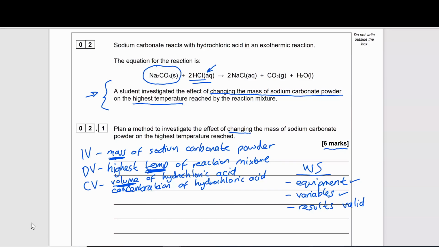And then how can we make sure our results are valid? Well, the easiest way is by repeating the investigation. You will have to repeat the investigation because we're going to be changing the mass, so we need different masses. But we want to make sure that each time that we change the mass, that value that we get of that highest temperature is somewhat reliable. So we would have to mention repeating the investigation at the same mass of sodium carbonate.